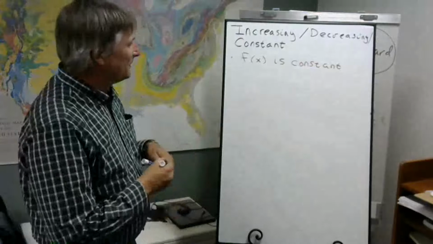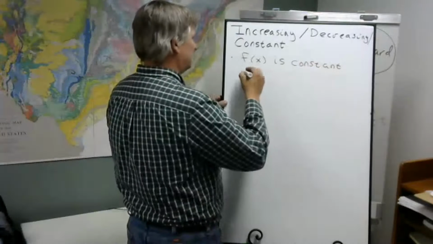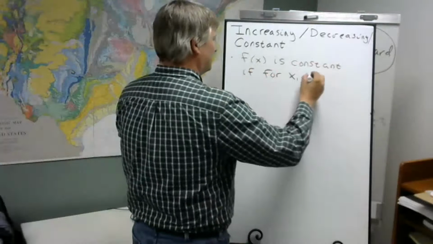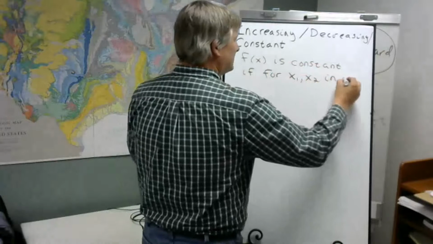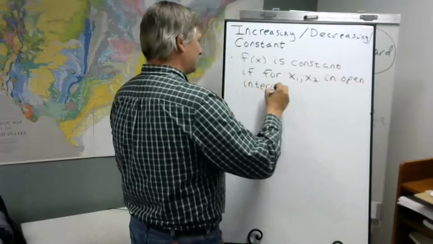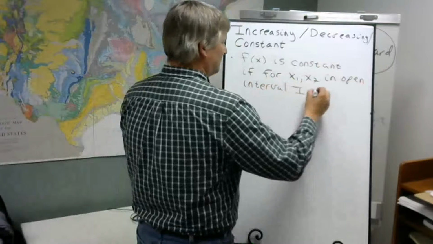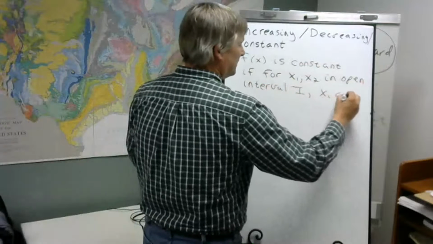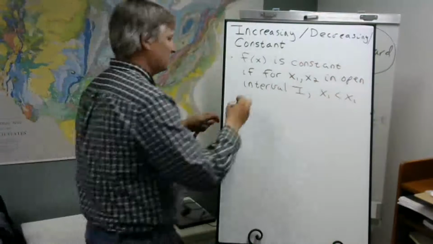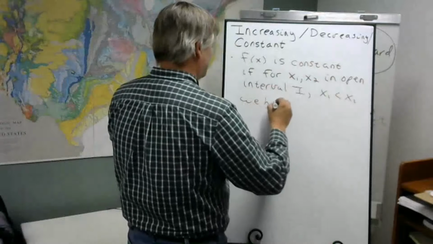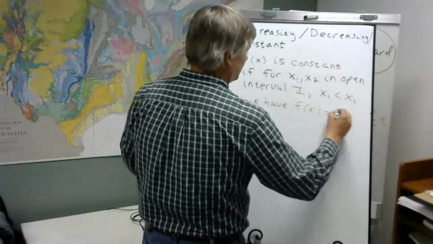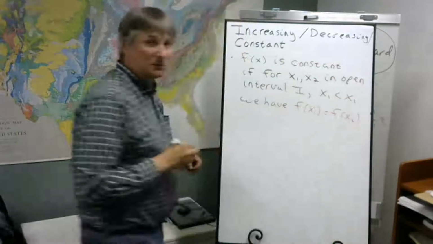F of x is constant if x1, x2 in open interval I, x1 less than x2, we have f of x1 equals f of x2.